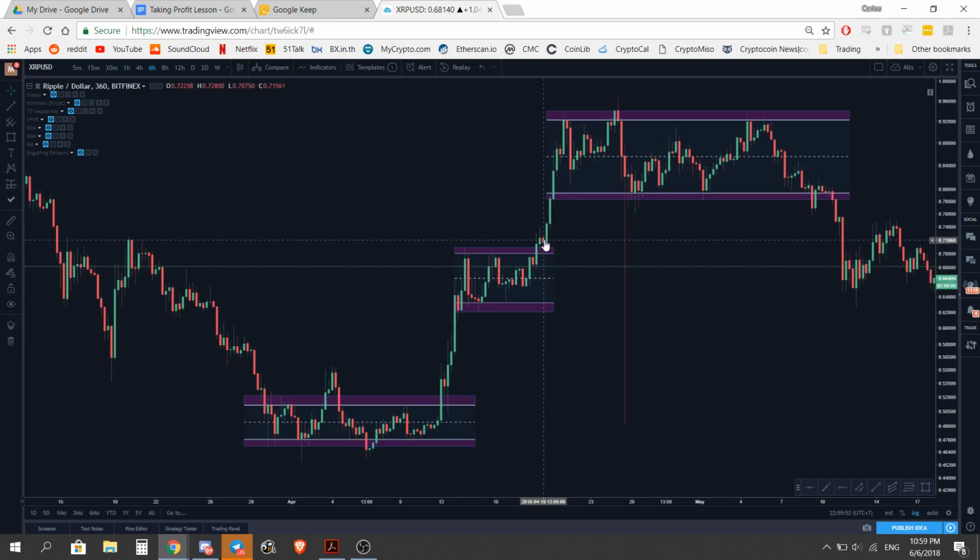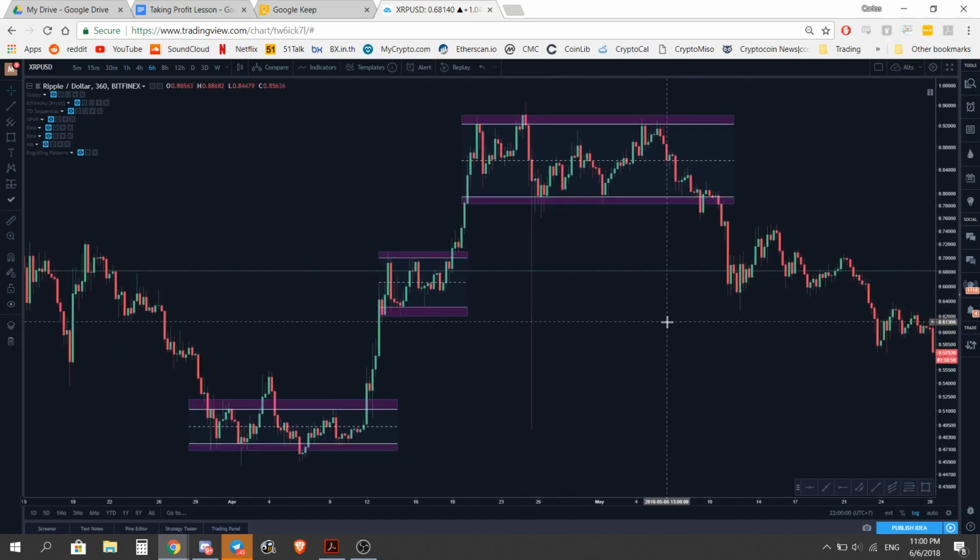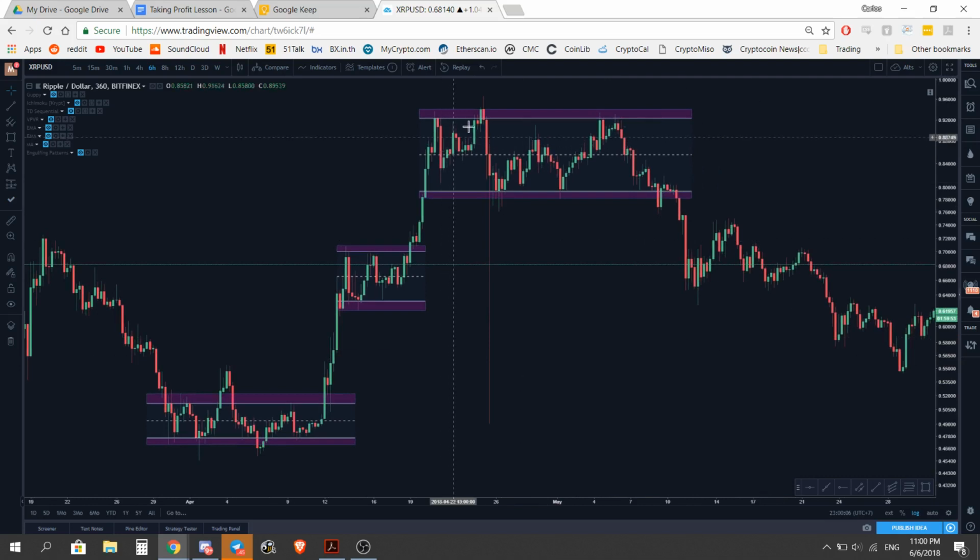Here you might add to your position, but let's just say we hold, and then we get into this larger range. Now we're in this range for quite a while, I think about a week here, and eventually we get a candle close out of this range here. Okay, so that's my first signal.